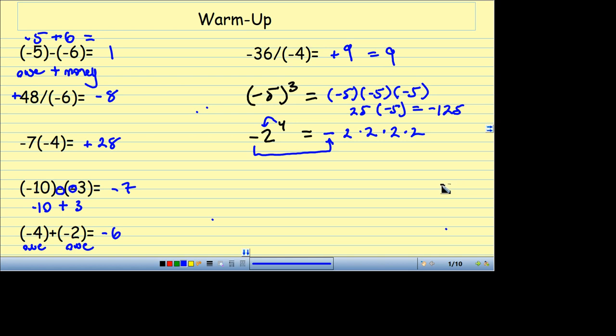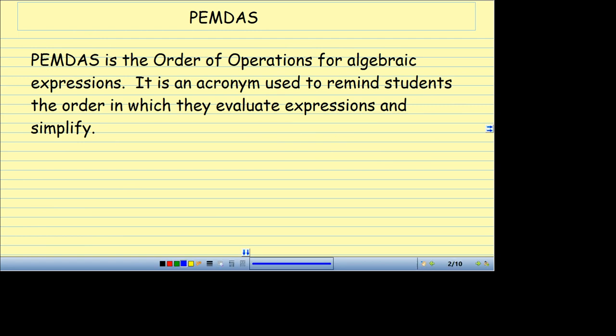And now you evaluate this. 2 times 2 times 2 times 2, 16. And bring down that negative. So it's negative 16. There you go. I've cleansed the daemon. So, like I said before, we're going to be covering order of operations, PEMDAS.